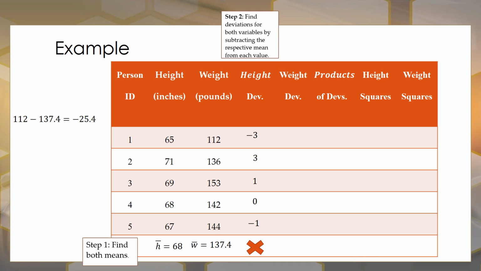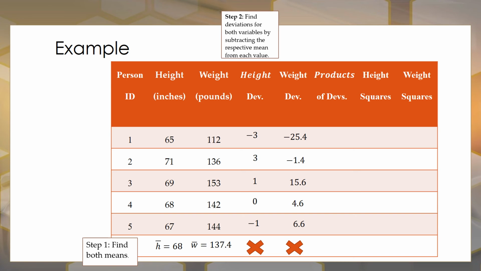So I'm going to have negative 25.4 here. Then I'm going to do it for person 2. Now I have 136 minus 137.4, so I'm going to have negative 1.4. And do it for the third person, the fourth person, and the fifth person. And again, these will equal 0, and you can double check it, but we don't need to know that information.